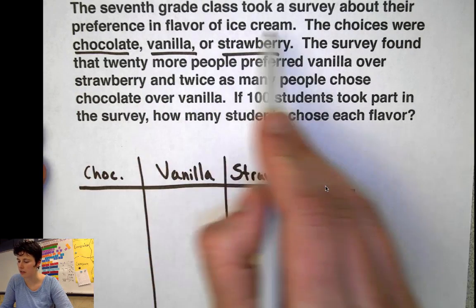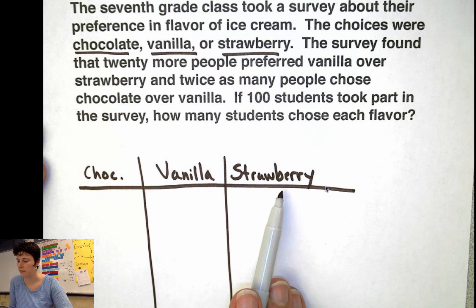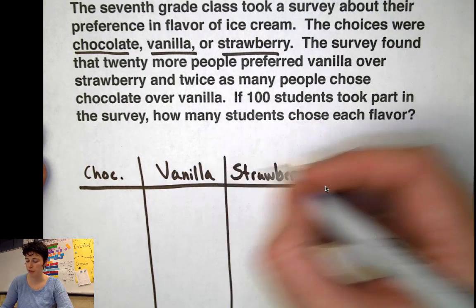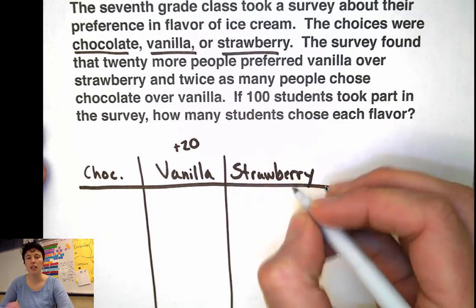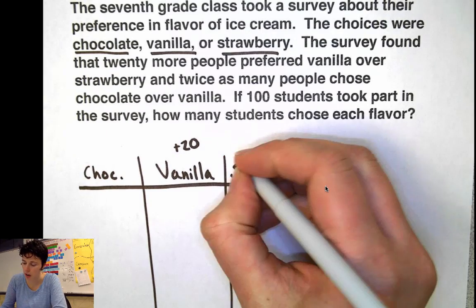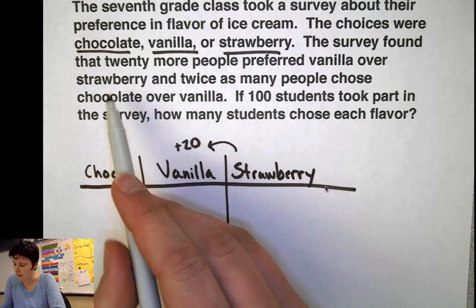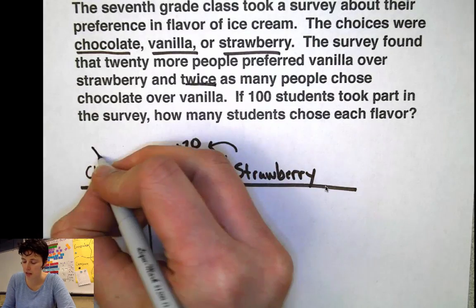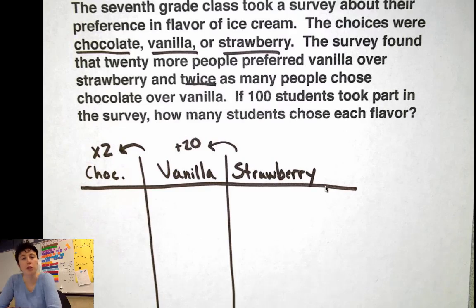The 7th grade class took a survey about their preference in flavor of ice cream. Their choices were chocolate, vanilla, and strawberry. The survey found that 20 more people prefer vanilla over strawberry. So that 20 more means to add 20. So I'm going to keep that in mind, that there are 20 more than strawberry for vanilla. So that's going to be helpful. What else does this say? And twice as many people chose chocolate over vanilla. Twice means to double, to times by 2. There are twice as many as vanilla for chocolate.